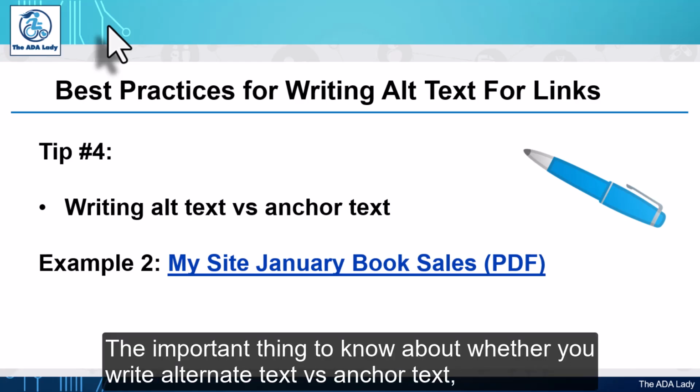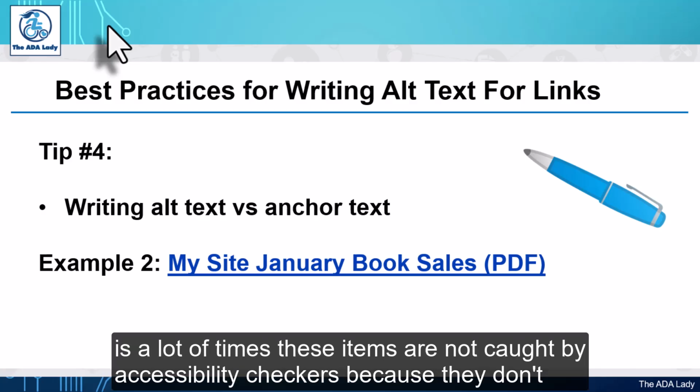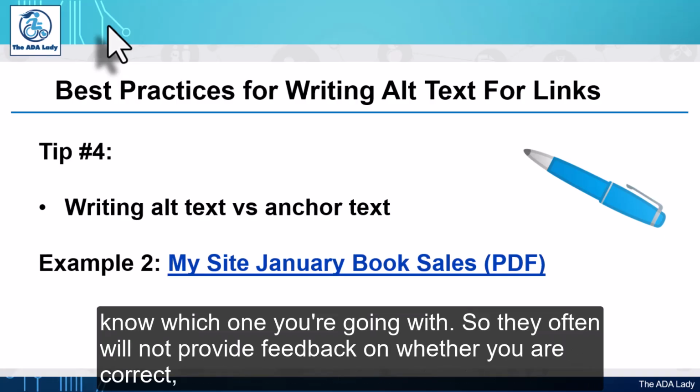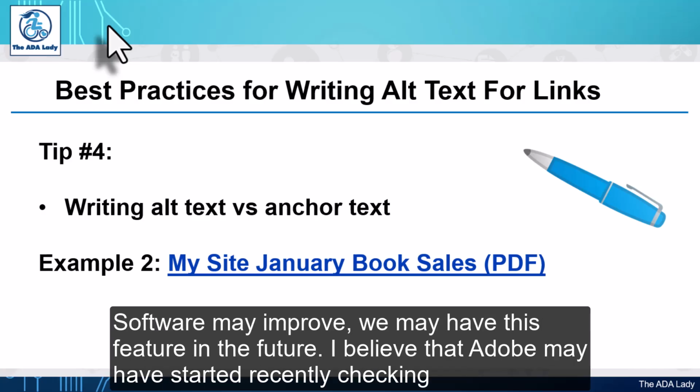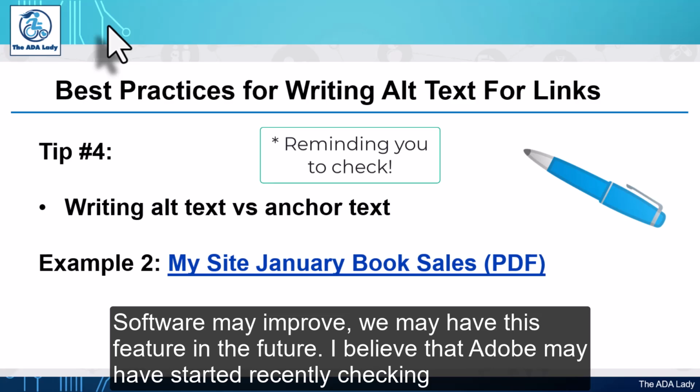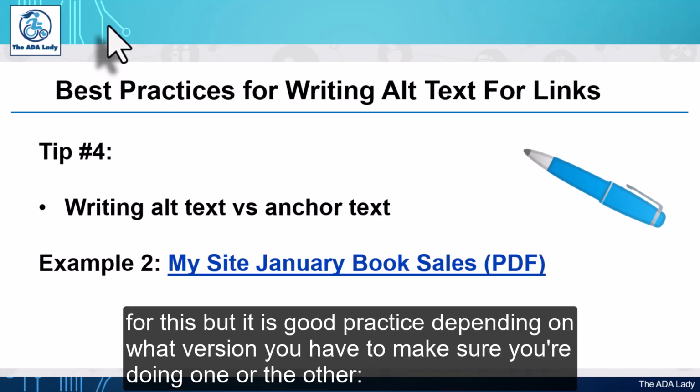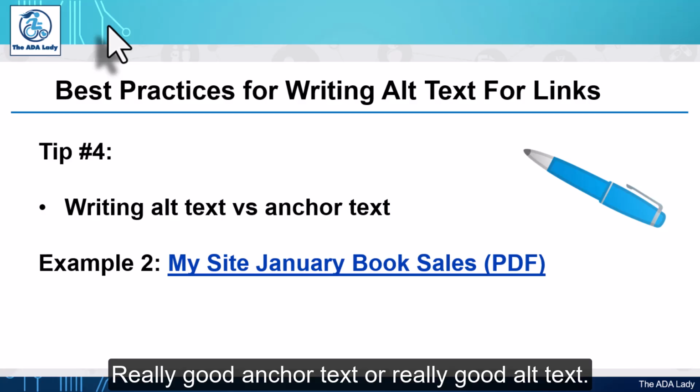The important thing to know about whether you write alternate text versus anchor text is a lot of times these items are not caught by accessibility checkers because they don't know which one you're going with. So they often will not provide feedback on whether you are correct, whether you wrote good anchor text or whether you wrote alt text for your link. They're not going to be able to tell. Software may improve. We may have this feature in the future. I believe that Adobe may have started recently checking for this, but it is in good practice, depending on what version you have, to make sure you're doing one or the other. Really good anchor text or really good alt text.